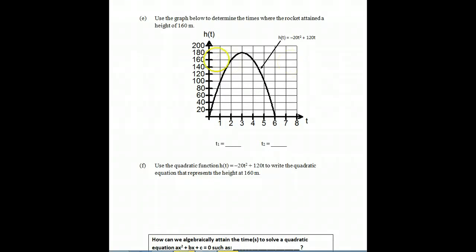So now use the graph below to determine the times when the rocket attains a height of 160. So the question is slightly changed. The height of 160 is here. And if we look across, they're asking when does the graph have a height of 160? Well, it has it twice. As the rocket is traveling up, before it reaches maximum height, it gets a height of 160, and then on the way back down, it gets a height of 160 as well. So that happens if you follow down at 2 seconds, and here if you look down at 4 seconds.